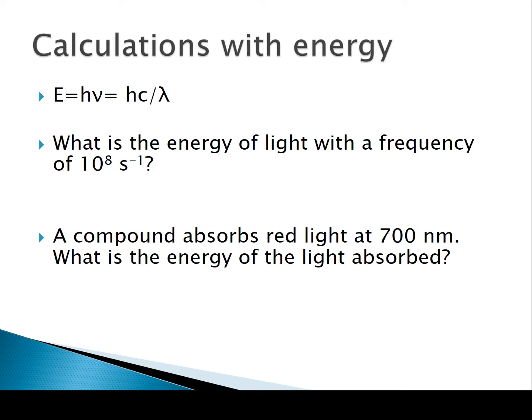Nu, the letter that looks like a v, is the frequency of radiation. And c is the speed of light in meters per second. That's 3.0 times 10 to the 8th meters per second. And lambda is the wavelength of radiation. Now, you do not have to memorize Planck's constant or the speed of light. Both of those values are given to you in the data booklet.